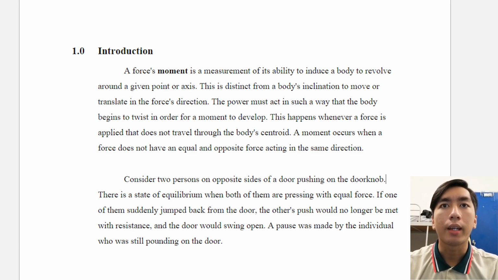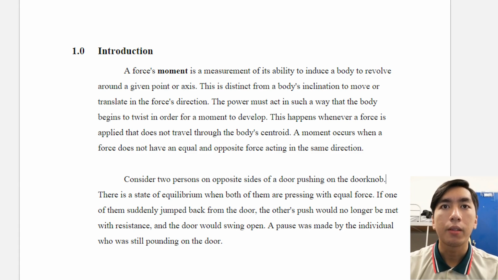The force must act in such a way that the body begins to twist in order for a moment to develop. This happens whenever a force is applied that does not travel through the body's centroid. A moment occurs when a force does not have an equal and opposite force acting in the same direction.